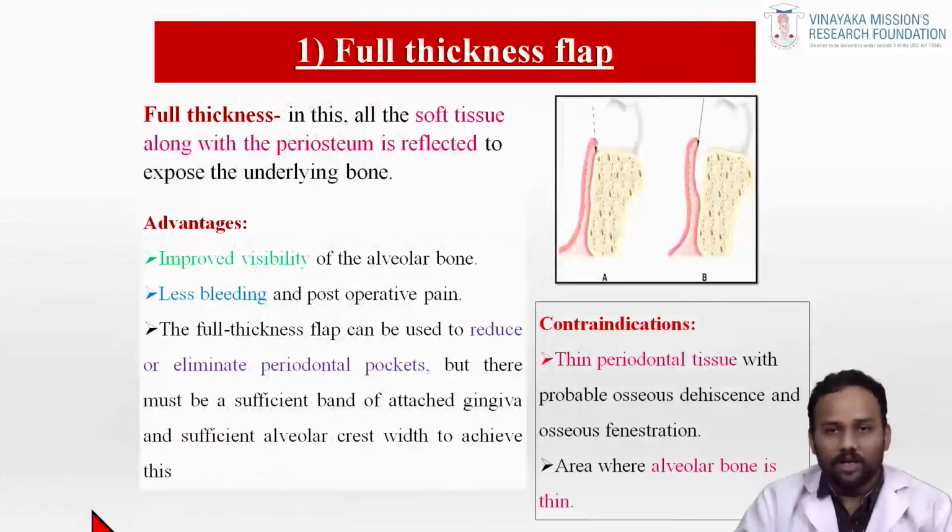Full thickness flap. In this, all the soft tissue including periosteum is reflected to expose the underlying bone. The main advantages of the full thickness flap are improved visibility of the alveolar bone, and less bleeding and post-operative pain.